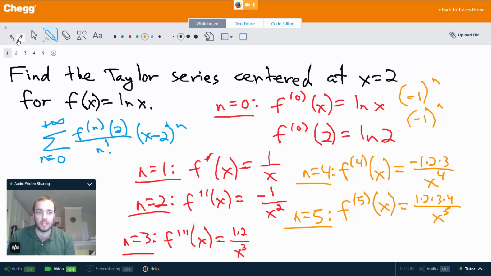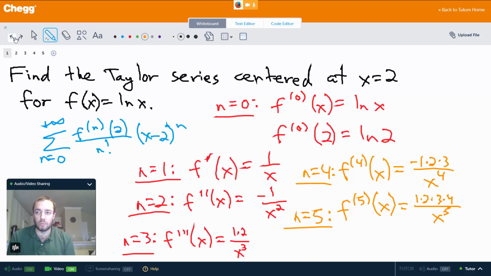But anyway, there's one more thing that we want to point out, which is what happens in the denominator. So for n equals 1, we just have x to the first. For n equals 2, x to the second. N equals 3, x to the third. N equals 4, x to the fourth. N equals 5, x to the fifth. So that's a pretty simple pattern there to detect.